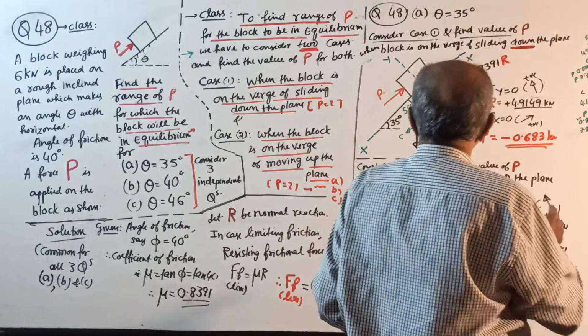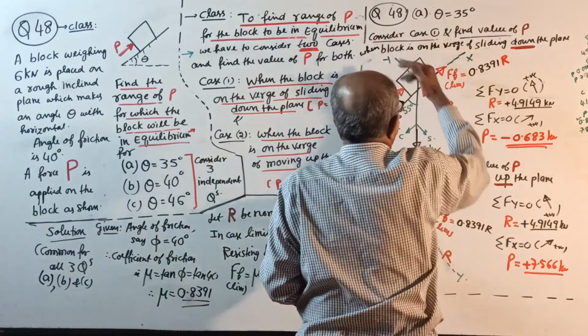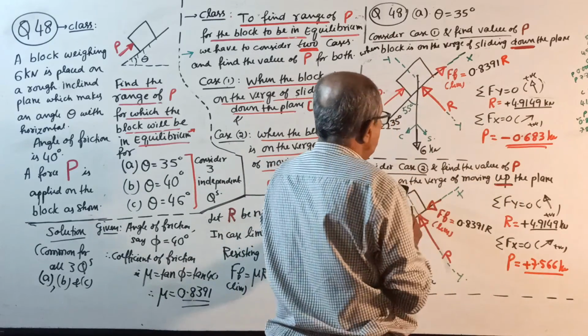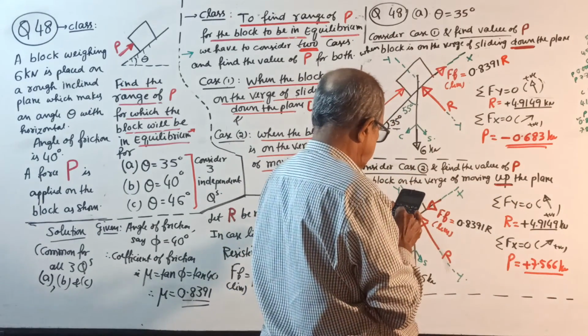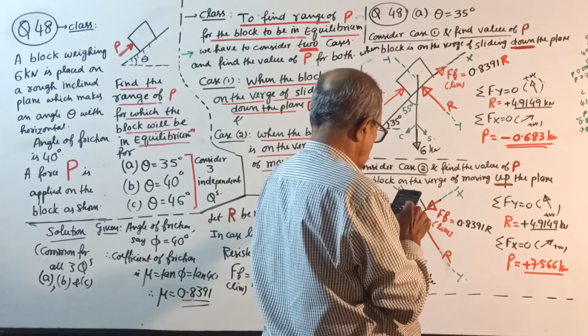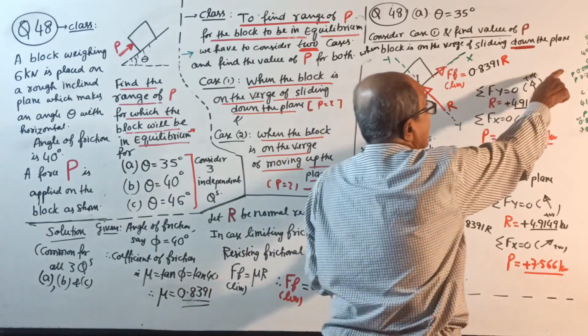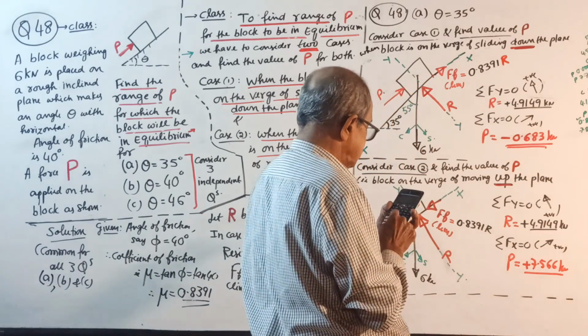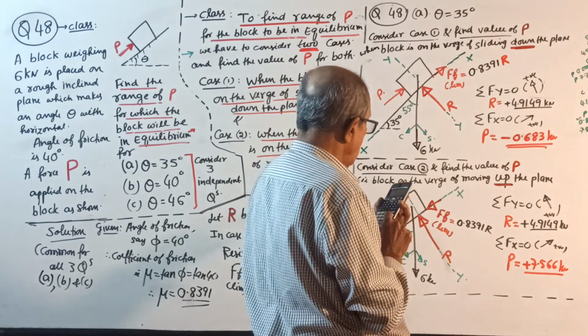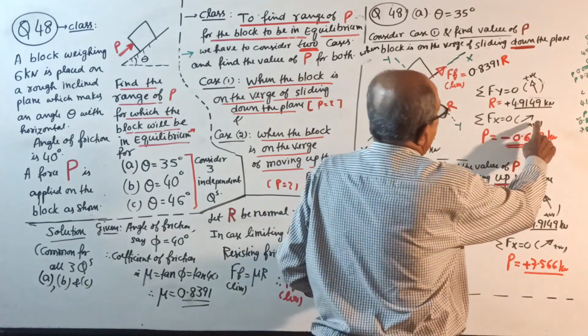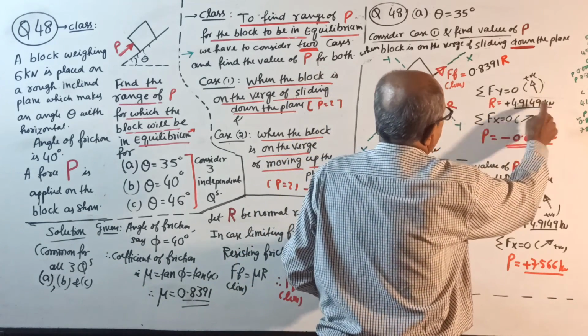So, I will dictate: sigma Fy = 0, plus R minus 6 sin 55 equal to 0. 6 into sin 55. Calculator is not on. I got the answer there, I am checking the answer. 6 into sin 55, so R equals plus 4.9149. Okay, I wrote here 4.9149.